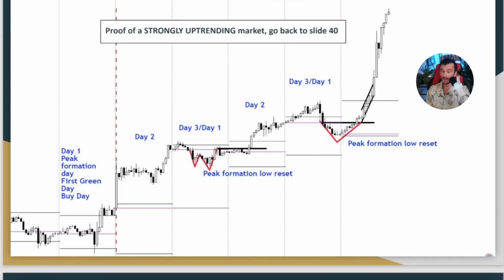I know I keep using that phrase, but I want you to understand what a properly strong uptrend market actually means, a market that could be expanding to one side or the other. Go back to slide 40, take a look at that, read the definition. It'll definitely help you. But basically it's just a market that is dragging and dragging and dragging in one direction.